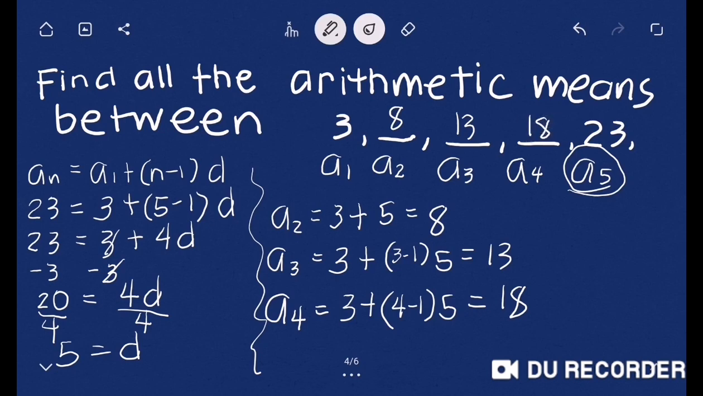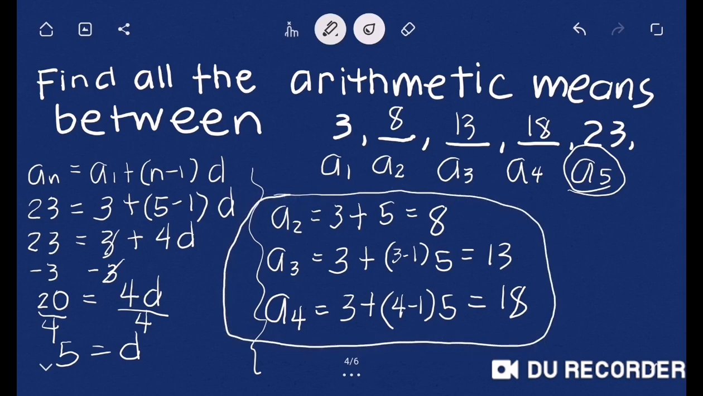So tip lang mga classmates, itong ginawa natin is for us to practice how to use the nth term of arithmetic sequence. But another way for us to determine the second, third, and fourth term, pwede na nating directly i-add sa first term yung ating common difference. So 3 plus 5 will give us 8. 8 plus 5 will give us 13, and 13 plus 5 will give us 18.